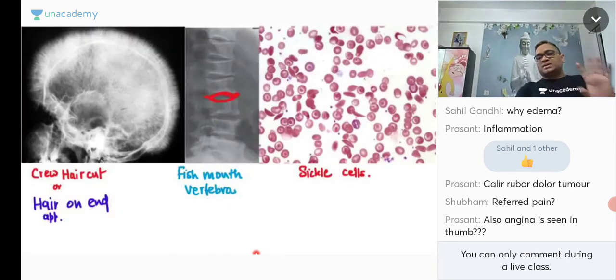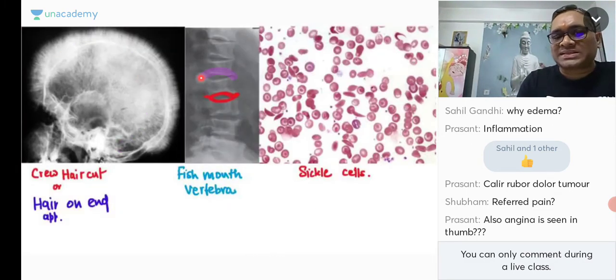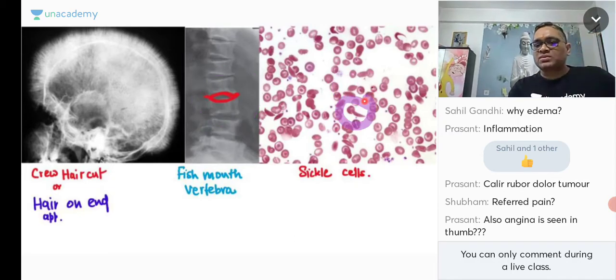Now look at this one. These are the three important things which I wanted to focus on, right? Can you see this skull? Can you see this X-ray? And can you see this peripheral smear? So these are the three things which the examiner is going to ask.